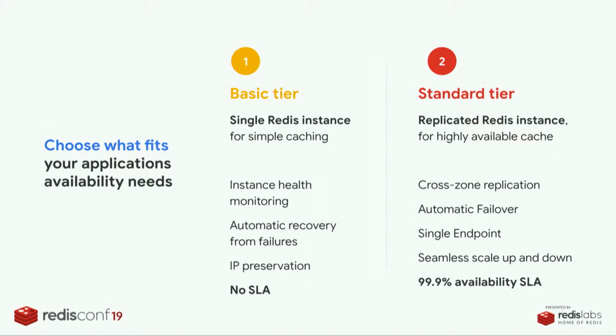The standard tier is a replicated Redis instance. So when you create a standard tier instance, what we do is we automatically replicate the Redis instance across two different zones. So what that means is that you get zonal protection. So if a zone goes down, we automatically fail over to the other zone, and you have a highly available Redis instance. The key thing for standard tier is that we have a single endpoint.